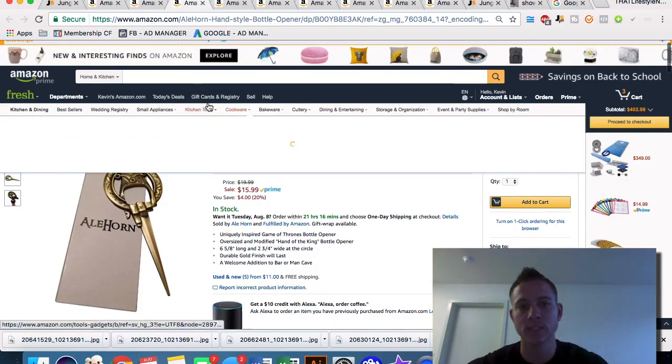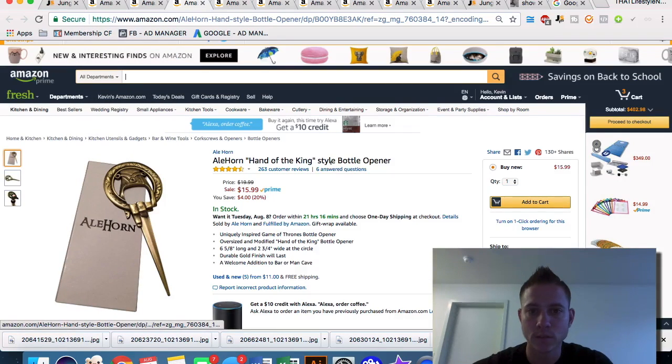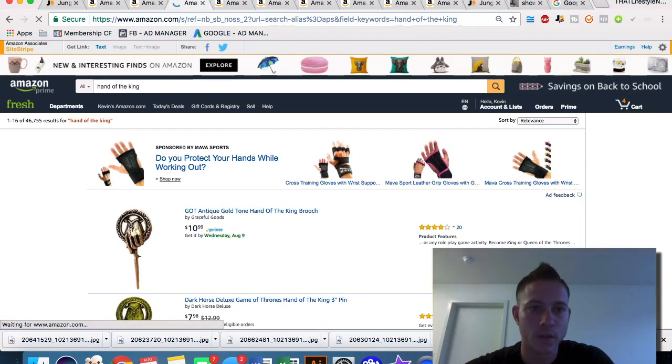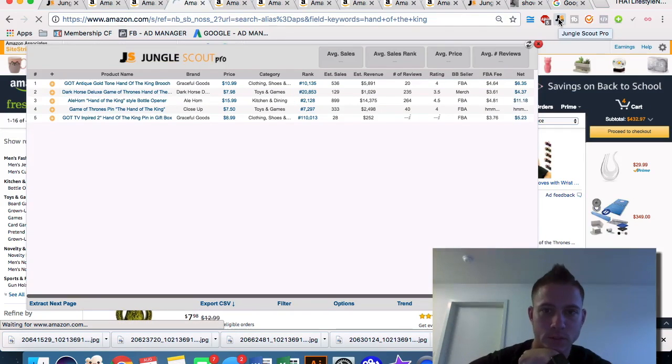So Hand of the King style bottle opener. Let's see if we can find anything else related to this. So like Hand of the King. Let's just try Hand of the King. So it looks like we see a couple different things here.